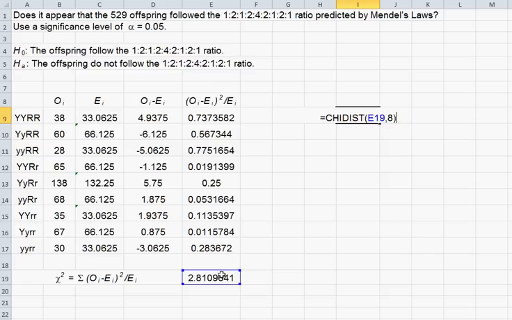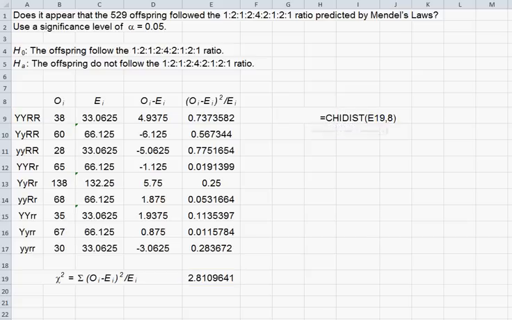CHIDIST, E198, will return the exact same number as what we just saw, 0.94565. So if you don't have Excel 2010 but have a prior version of Excel, then this other command is the way it used to be. And if you have Excel 2010, of course, you're welcome to use this as well, because it is included to provide backward compatibility with old versions of Excel.